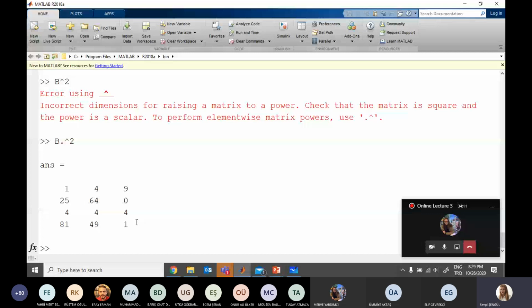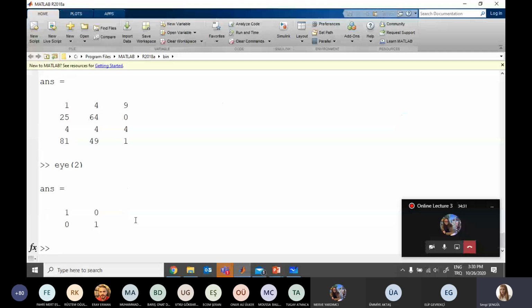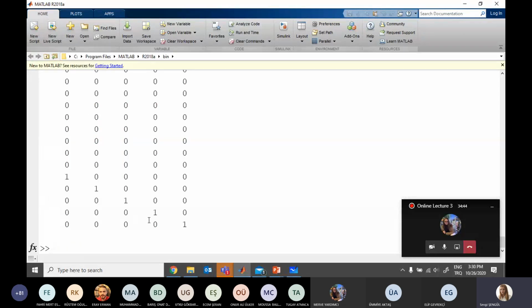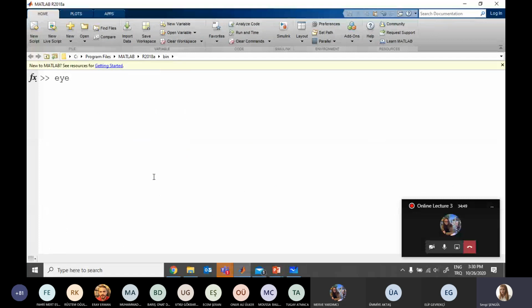And you can define an identity matrix, some already defined built-in matrices in MATLAB, like I. If you do I2, it will be a unit matrix, an identity matrix, 2 by 2. And I3, I5, you can define I20 even. It will be an identity matrix, but it doesn't, of course, look good in that one. So this will be an identity matrix.